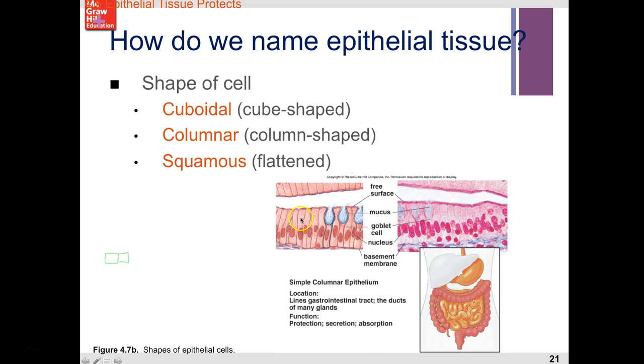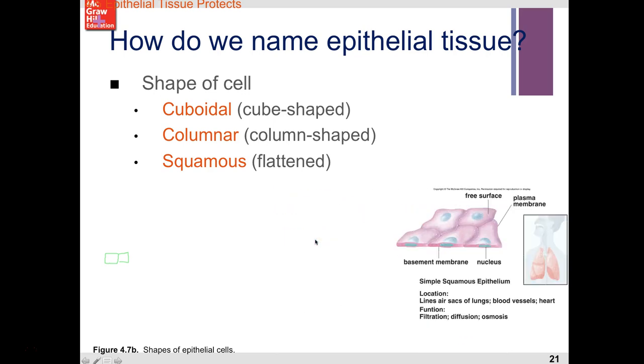And then we have, oh, this was another example of columnar. So this is what simple columnar would look like, and once again notice how all the nuclei are kind of right at the same level, most of them at least, and we see that each cell is making contact with the basement membrane and it's one layer, so we're going to call this simple columnar.